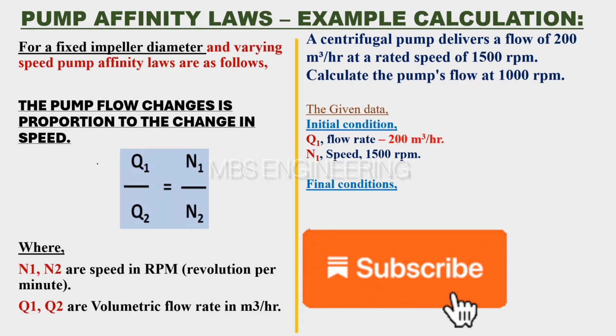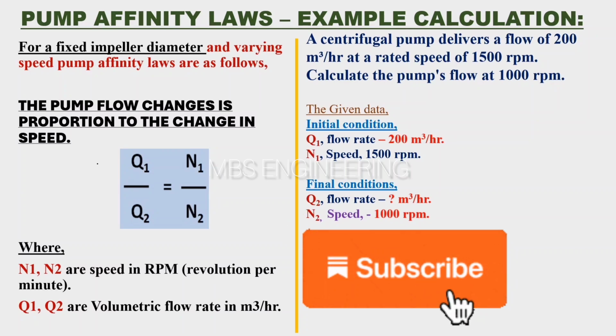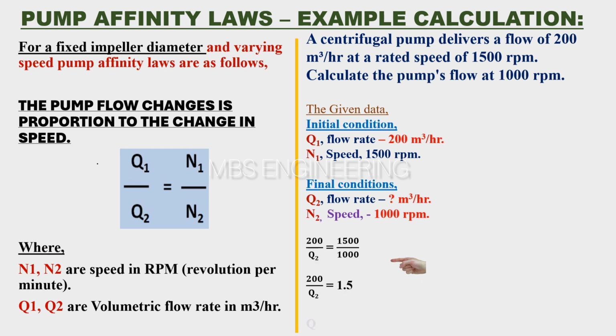The pump's final conditions are: Q2 is the flow rate, which we need to calculate in cubic meters per hour, and N2 is the speed, 1000 revolutions per minute. Next, we will apply the provided data to calculate the volumetric flow rate Q2. Please refer to the step-by-step calculations. Finally, we have determined that the pump flow rate Q2 is 133.33 cubic meters per hour.